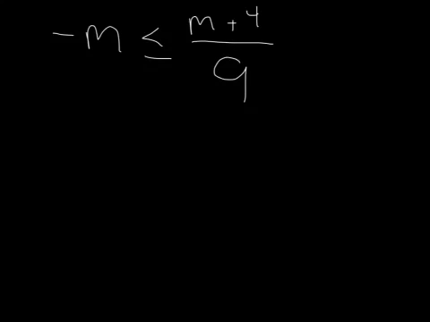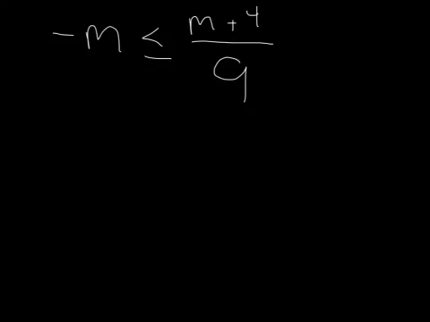One more example. What? One more example? Okay. If you insist, let's say we had -m is less than or equal to (m plus 4) all over 9. We're just going to continue on doing the same thing we would normally do.